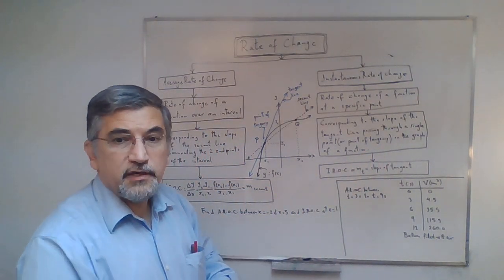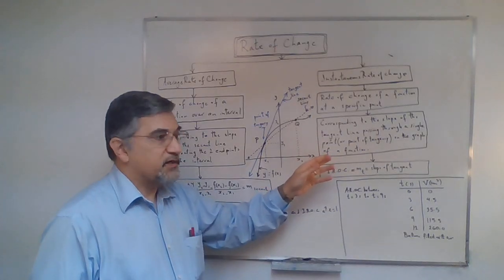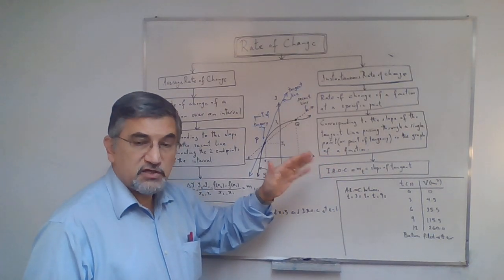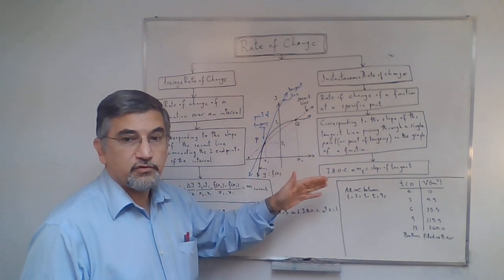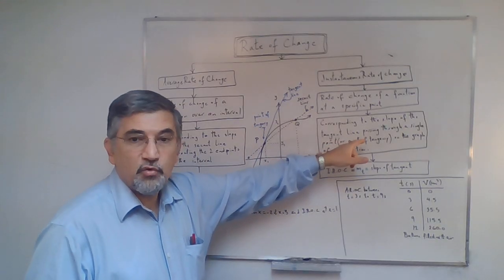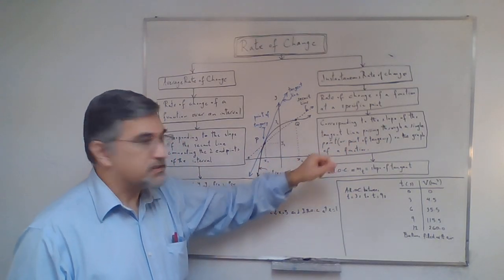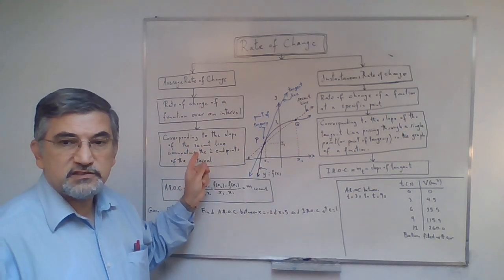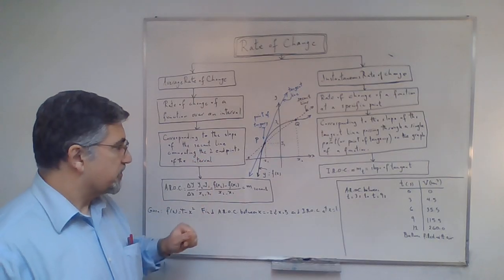The tangent line is of course a line that intersects a graph at one single point. And that point is called point of tangency. But a secant line intersects the graph at more than one point.